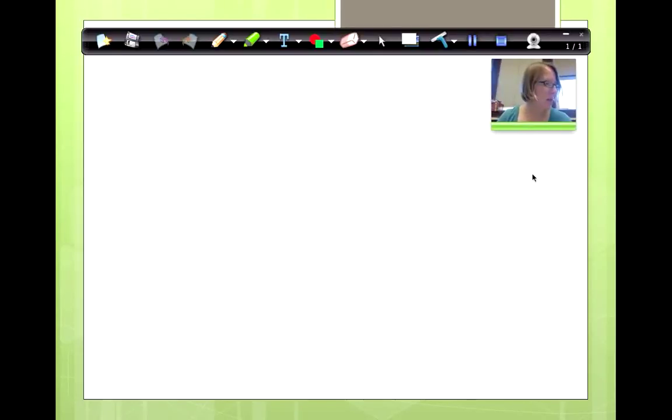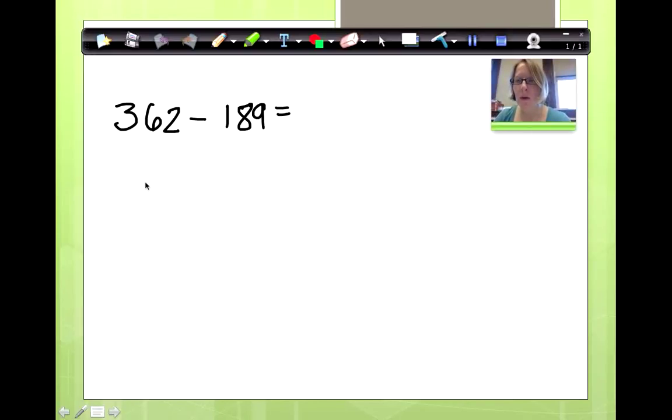Okay, the very first thing I would like you to do is on your piece of paper, write this problem. Let's first look at a pencil. Please write 362 take away 189. Now we are going to solve this by rounding. First we're going to round each one of these numbers to the nearest 100, and then we're going to subtract them. Okay? So let's do this one.